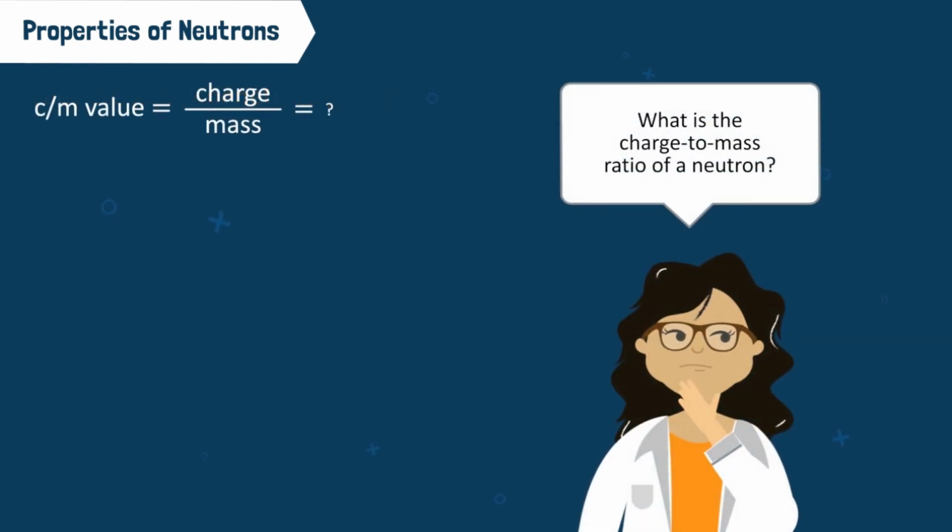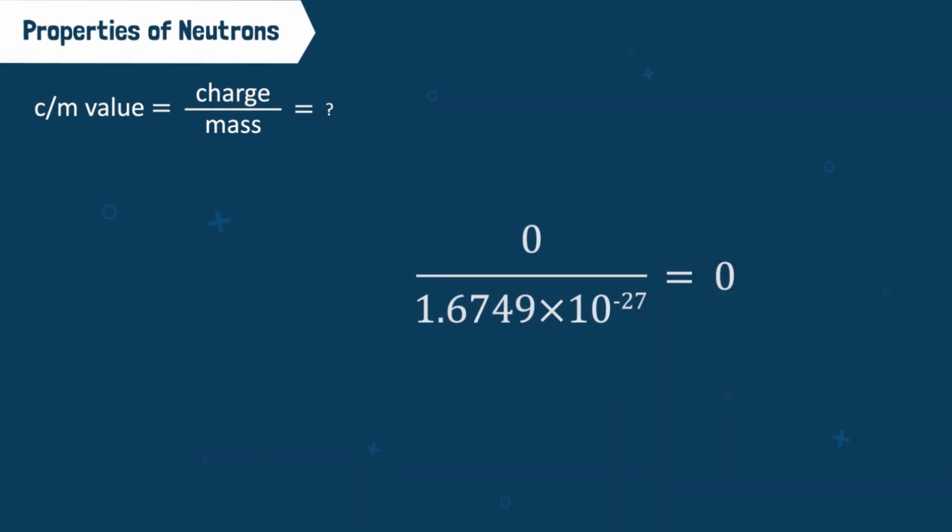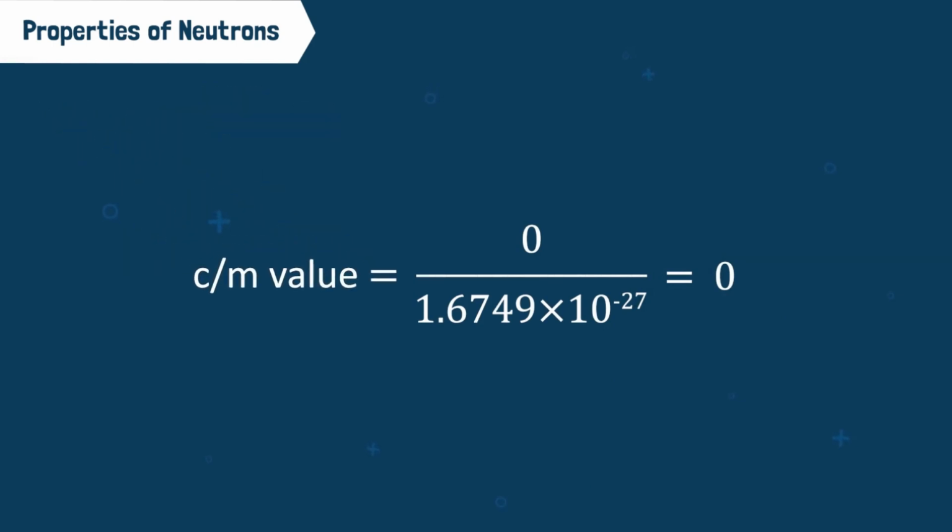What do you think about the charge-to-mass ratio of a neutron? Since a neutron does not have a charge, its charge-to-mass ratio is 0.